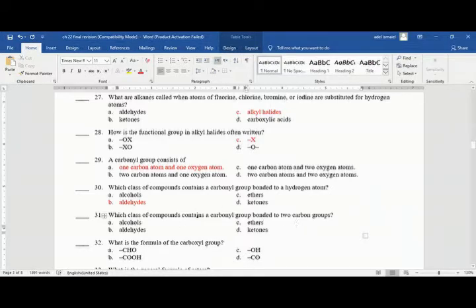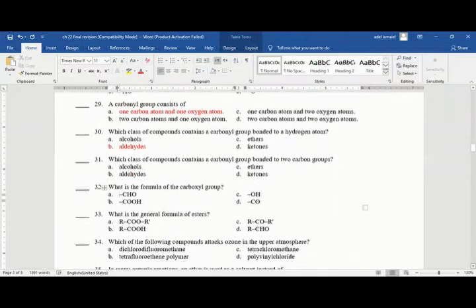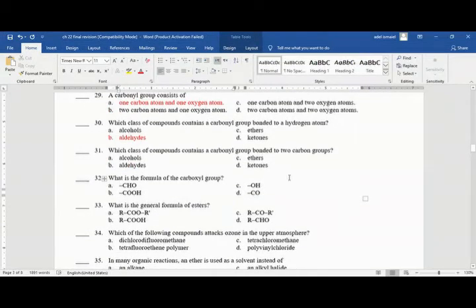Which class of compounds contains a carbonyl group bonded to two carbon groups? Ketones. Carbonyl connected to two carbon groups, this is ketones. Thank you. So this is number 31, D. What is the formula of the carboxyl group? The carboxyl group, the carboxylic acids, if you remember that, COOH.